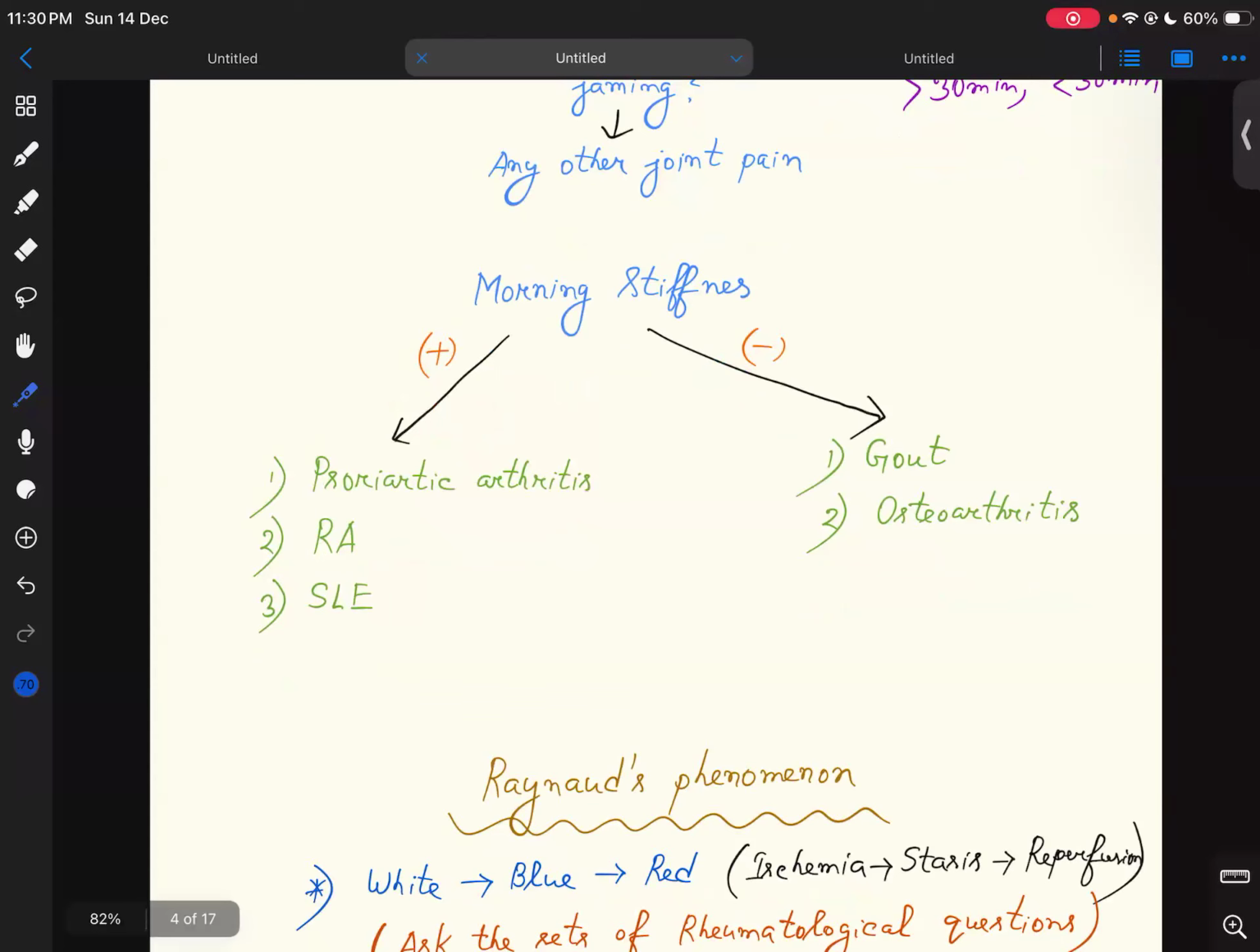So how to rule out each one? For osteoarthritis, we have to look at the age of the patient, and also we have to ask about the job.